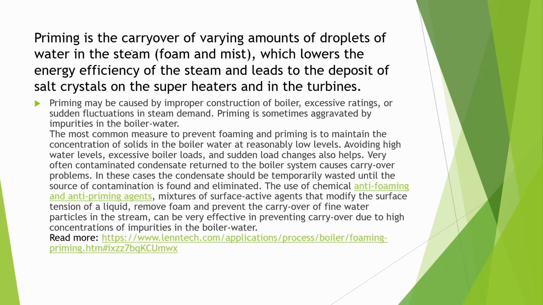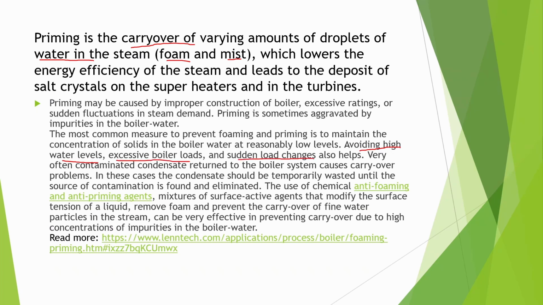Priming is the carryover of varying amounts of droplets of water in the steam. It can be mist or foam. It can be in either form, mist or foam. So what are the problems that we face due to priming? Priming may be caused by improper construction of the boiler, excessive rating, or sudden fluctuation in the steam demand. So these are the reasons; we can avoid it by avoiding a high water level, excessive boiler load, and sudden load changes.